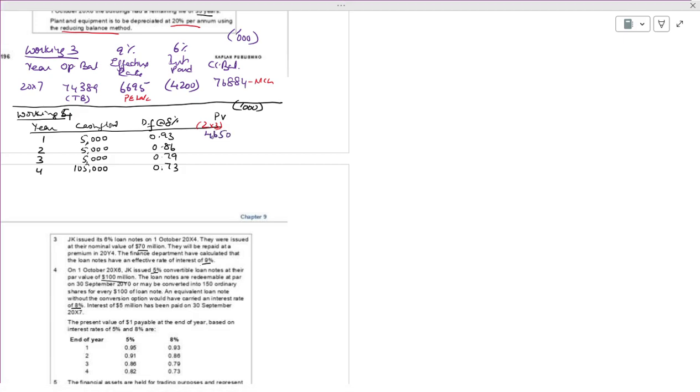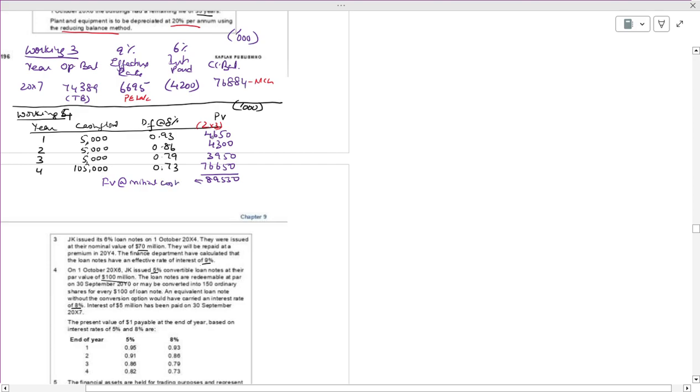Okay, next. 5,000 into 0.86 is 4,350. Total this: 89,550. This is the fair value, measured at fair value.